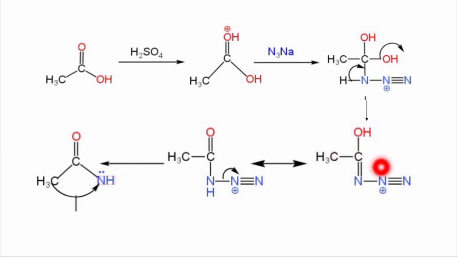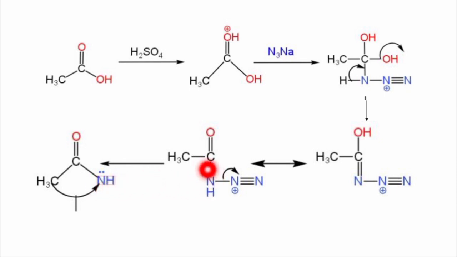Here you can see this species will form. I have just shown its tautomeric form, nothing else. Oxygen shifted towards the nitrogen. You can see oxygen and nitrogen. Okay, the pi bond is shifted. This is the tautomeric form, and after this structure is formed, nitrogen gas N2 is removed. Okay, and nitrene is formed here.